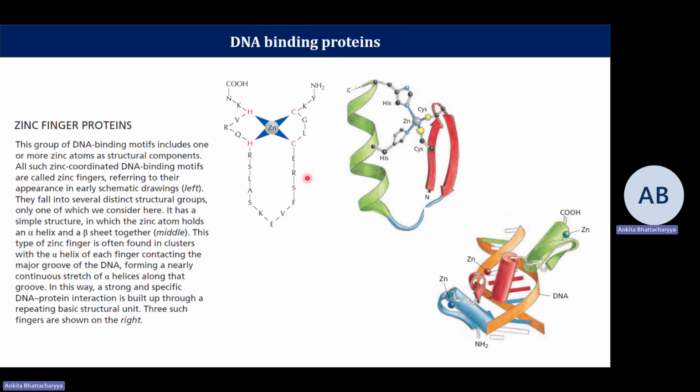This is the structure, and it includes a zinc atom at the very center, and it is stabilized by two hydrogen bonds, and that gives it the integrity. It has a simple structure in which the zinc atom holds an alpha helix and a beta sheet together.